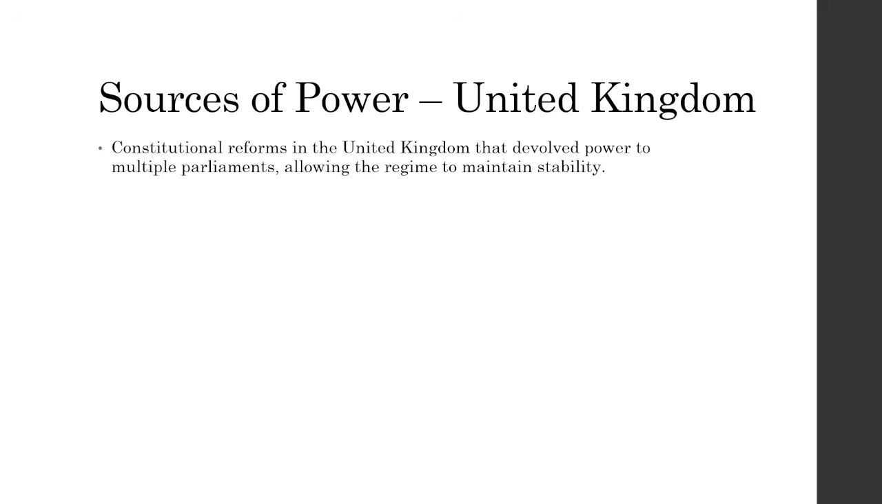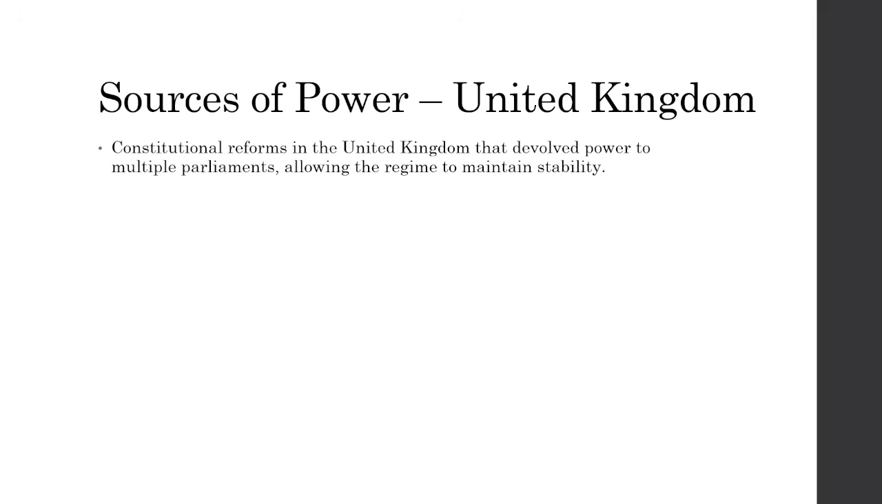So we're going to look at each of these countries individually, starting with the United Kingdom. Constitutional reforms in the United Kingdom have devolved power to multiple parliaments, and this allows the regime to maintain stability. So a little bit of background information. The United Kingdom, as we know earlier, is separated into 4 regions: England, Wales, Scotland, and Northern Ireland. As a result of what's called devolution, they have devolved power to parliaments within these regions.